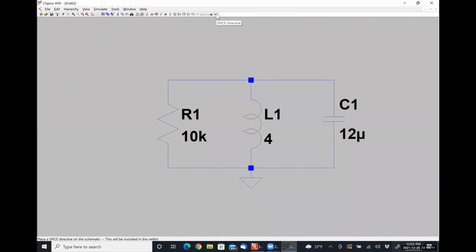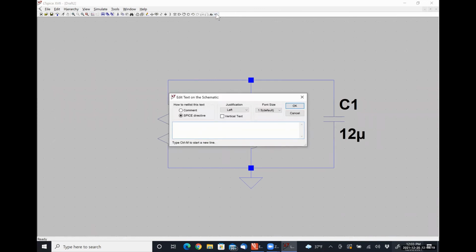And what I'm going to do now is click on this .op thing up here at the top right, and I'm going to set my initial condition. All right, so my initial conditions will be as follows. I'm going to do .ic, so initial condition, I, open parentheses, L1. So that's saying the initial condition on the current flowing through my inductor was 5 milliamps, right?